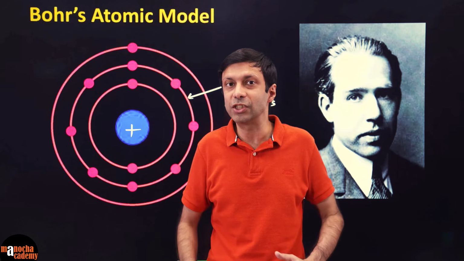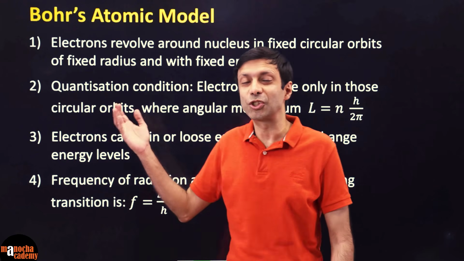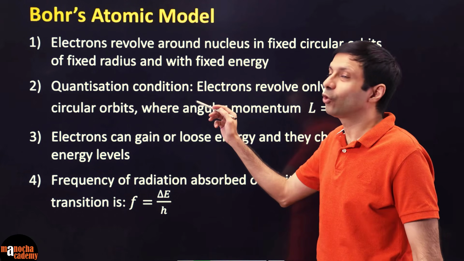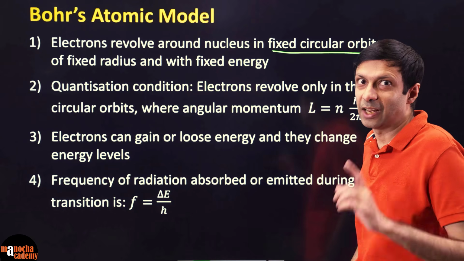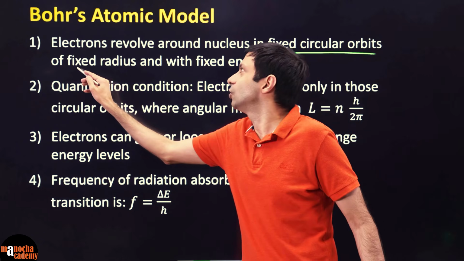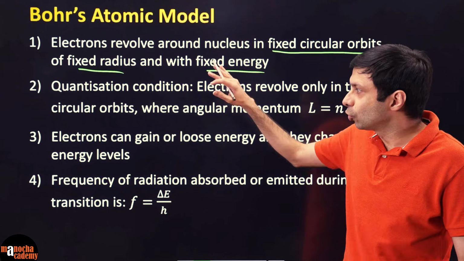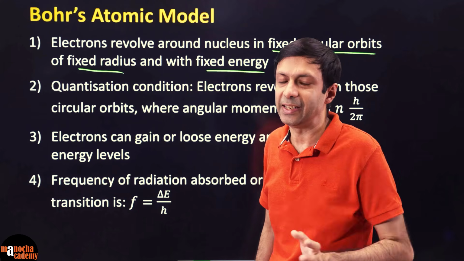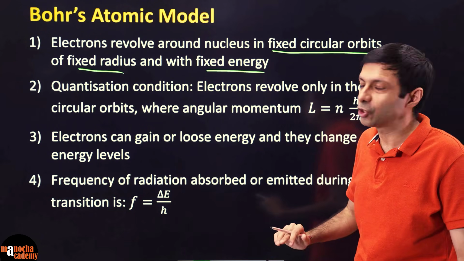Let's go ahead and discuss what the important points or postulates of Bohr's model were. Here are the postulates of Bohr's model. The first postulate says that electrons revolve around the nucleus in fixed circular orbits, like we saw in the picture there, and these orbits have a fixed radius and fixed energy. I'm going to go through these points, and don't worry, we'll be discussing each and every point in detail. So let's take a look at all the postulates first. So that was the first postulate.